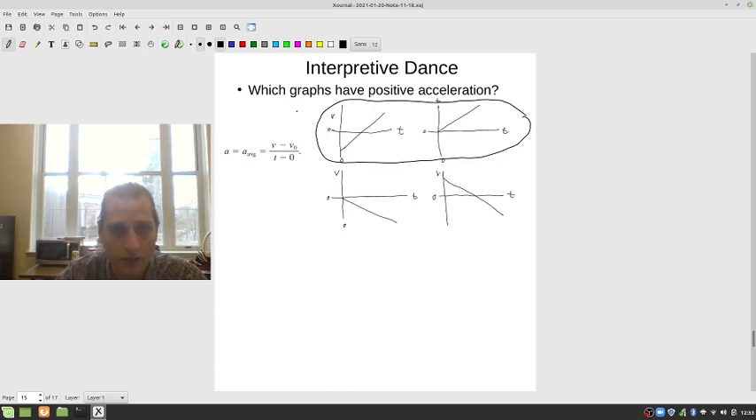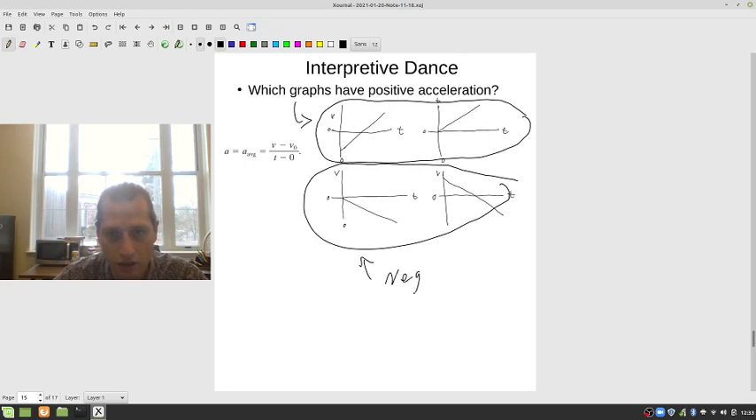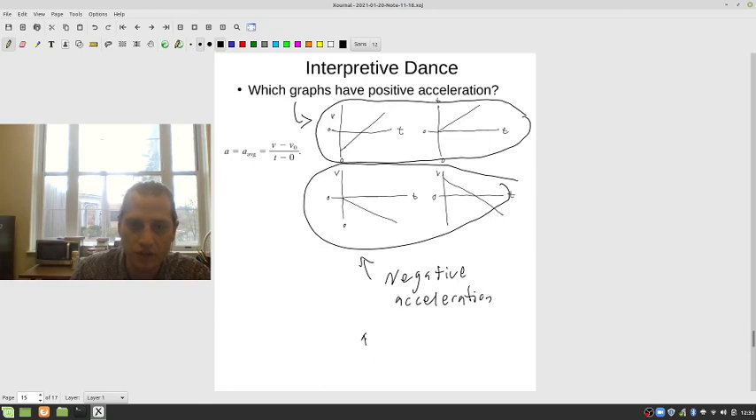So these are positive acceleration. These graphs have negative acceleration. How do I know? Because acceleration is dv/dt. It's the change in velocity over the change in time. So if velocity is becoming more negative, my acceleration is going to be negative. This is a negative slope.